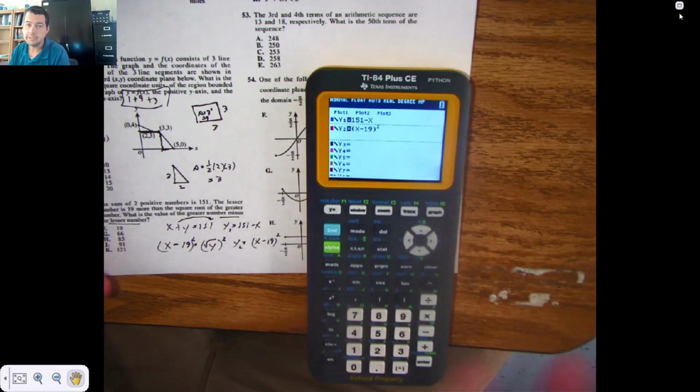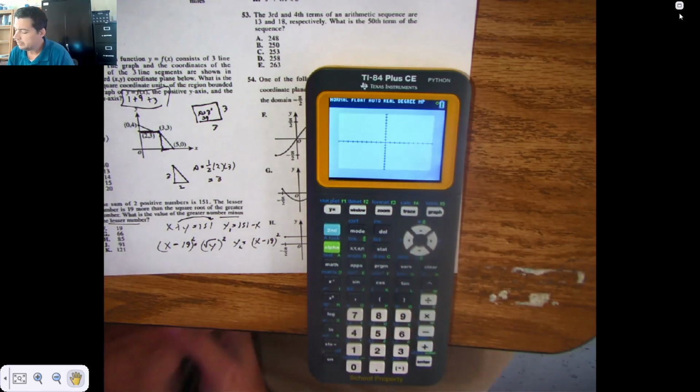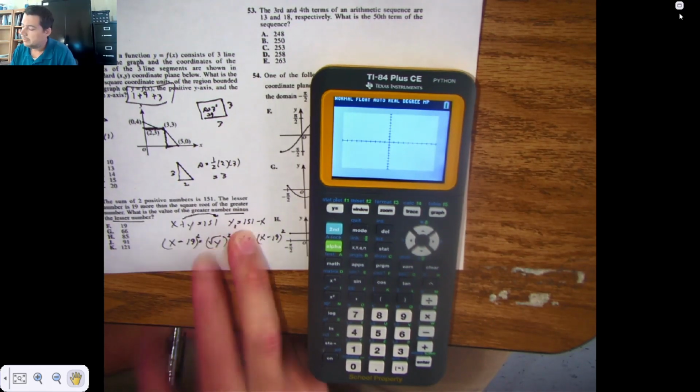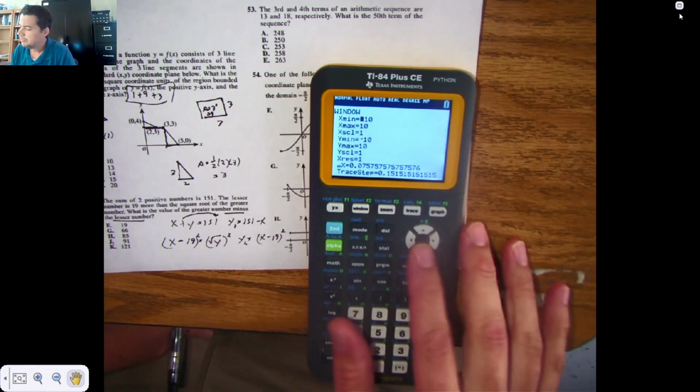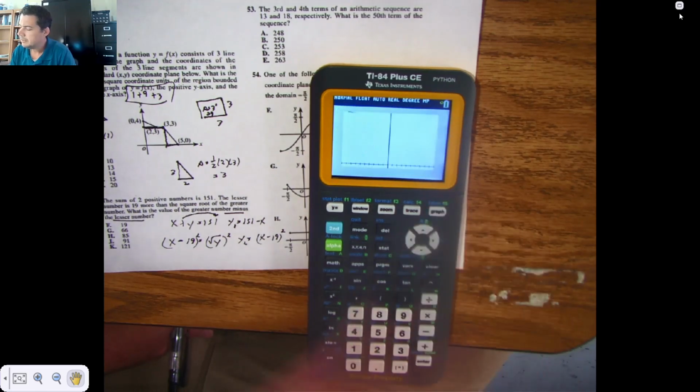So I'm just using a TI-84, which you have access to. I have no desire to do this by hand. Could, just don't have the desire to. I'm going to have to look up to at least 151. It says 151 minus, so I'm going to set y max to 160. See what I see.